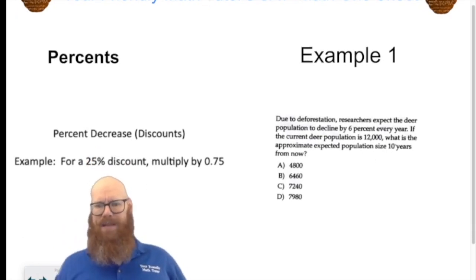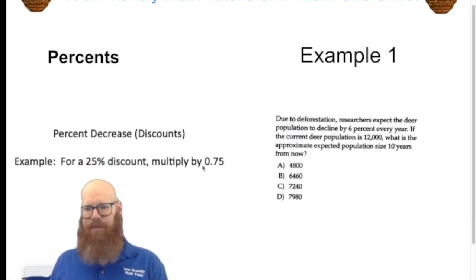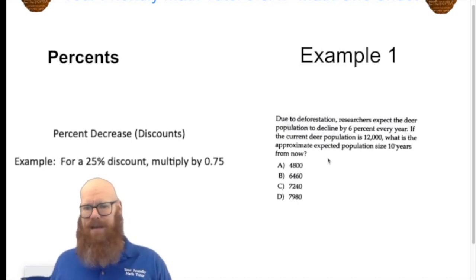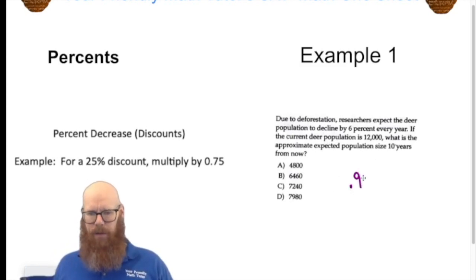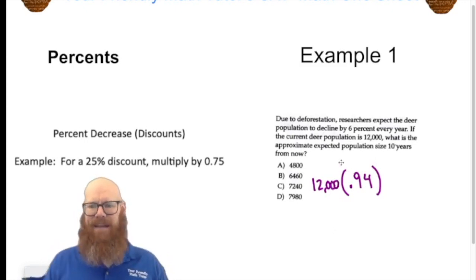Due to deforestation, researchers expect the deer population to decline by 6% every year. If the current deer population is 12,000, what is the approximate expected population size 10 years from now? This is also an exponential problem, but where the percent comes in is if there's a decline of 6%, then the deer are keeping 94% of their population. So I really want to be multiplying by 0.94. If we start with 12,000 deer, each year we're going to keep 94% of the deer. That is a 6% decline.